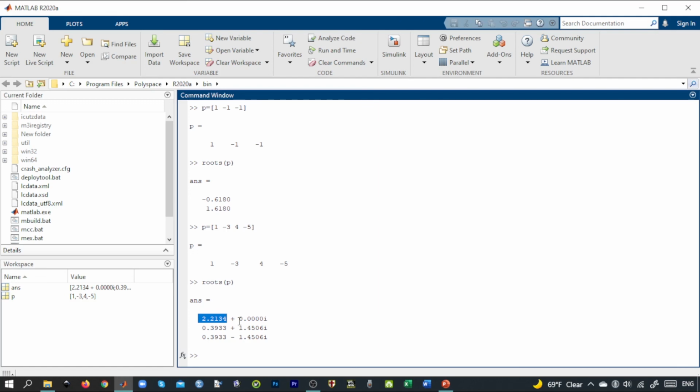And if you would like to find the roots of any polynomial, you provide the coefficients and the roots function solves the equation.